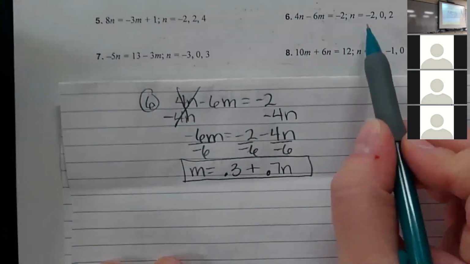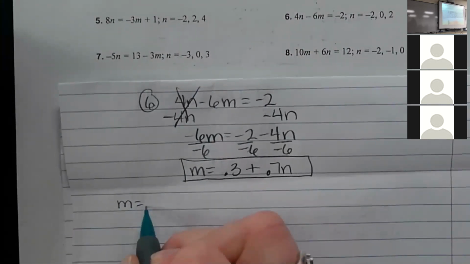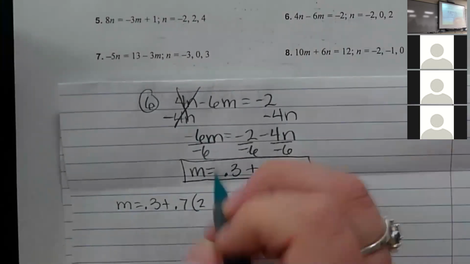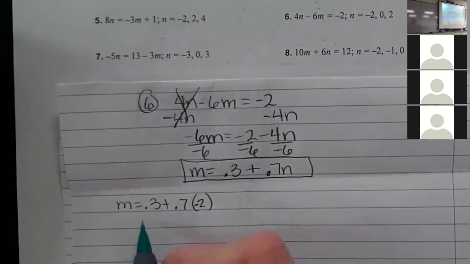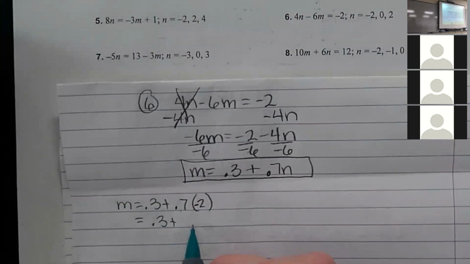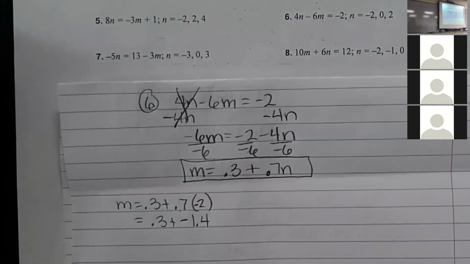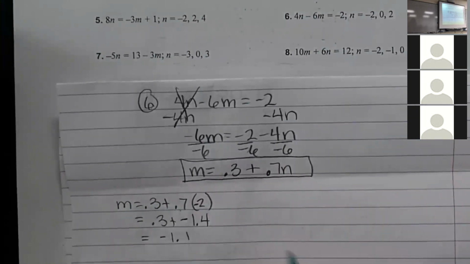Plug in the numbers. First number they want us to do is -2. So m equals 0.3 plus 0.7 times -2. 0.3 plus, what's 0.7 times 2? -2. -1.4, good. So this is going to get me a -1.1.